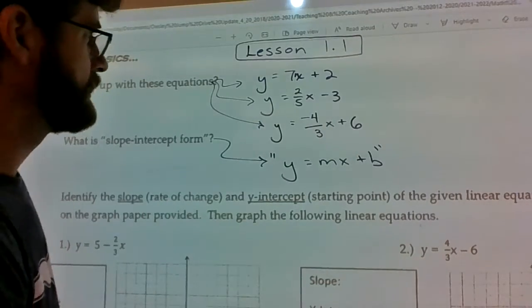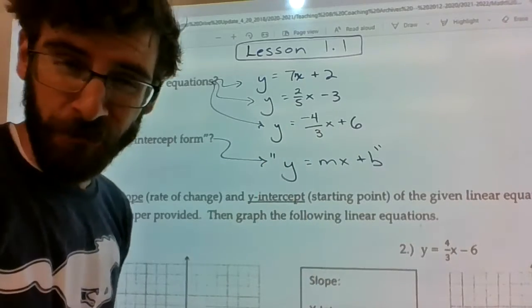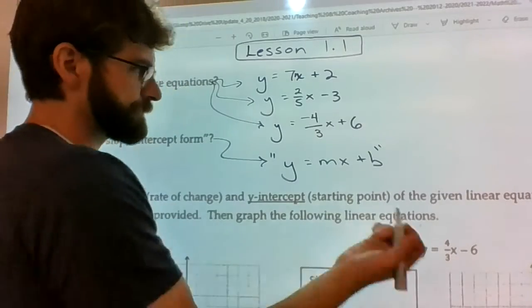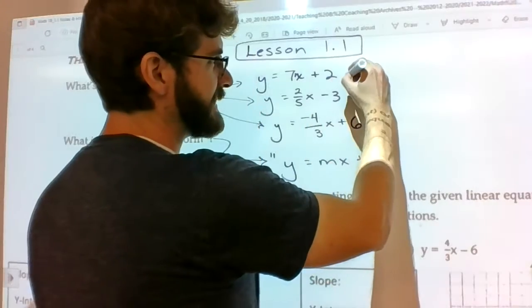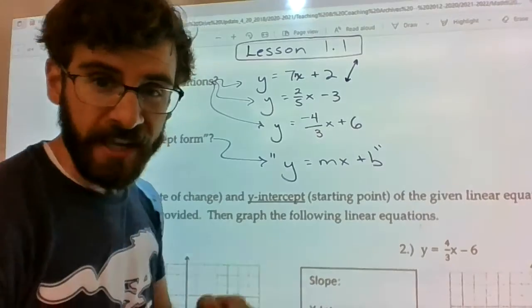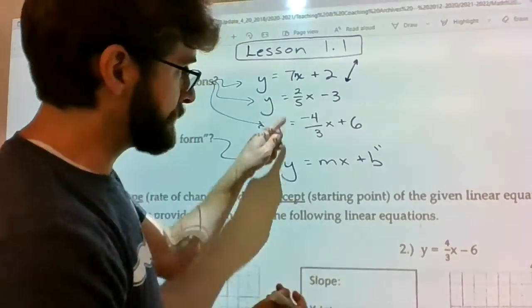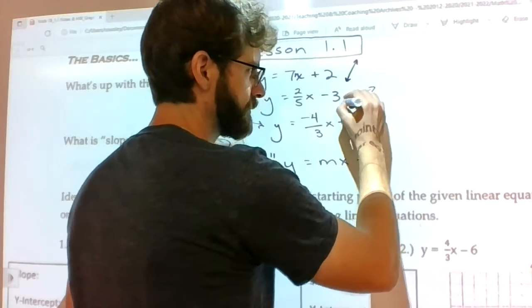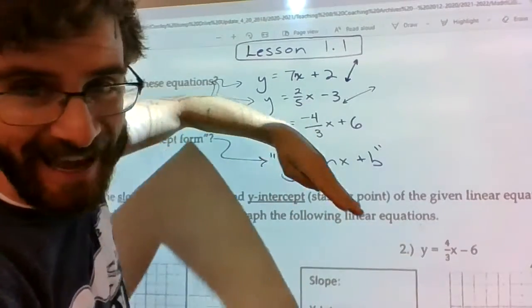Like, what's up with them? Y equals 7x plus 2. Y equals 2/5 x minus 3. Y equals negative 4/3 x plus 6. What does it mean? Well, it basically just means this represents a steep line that looks kind of like that. If I plug in x values and get y values out of it, they follow this pattern. Something like this would be a more gradual increase. Okay? Something like this would not even be going up, but coming down.